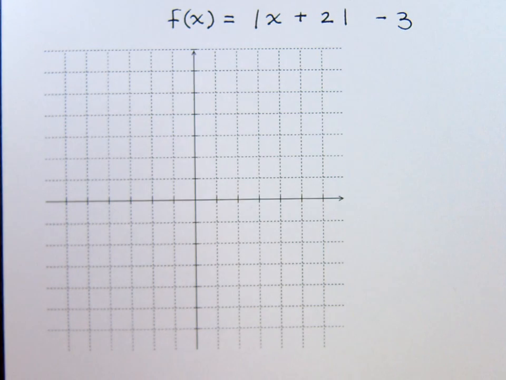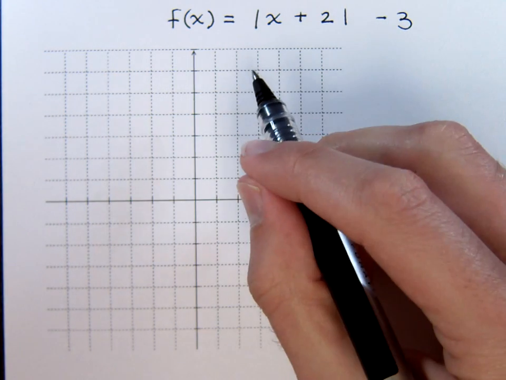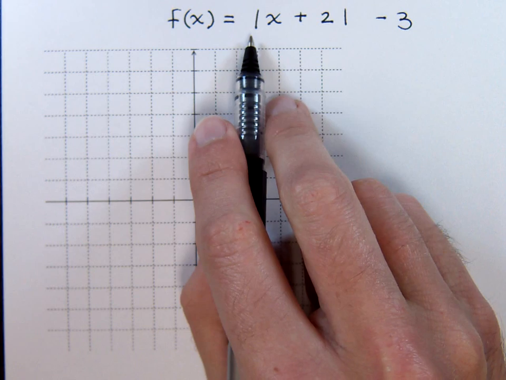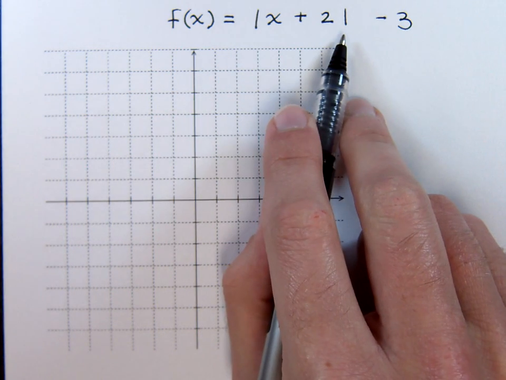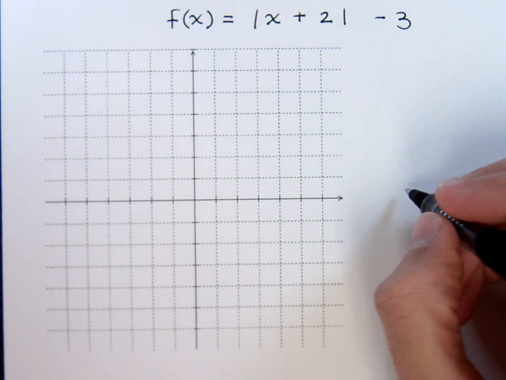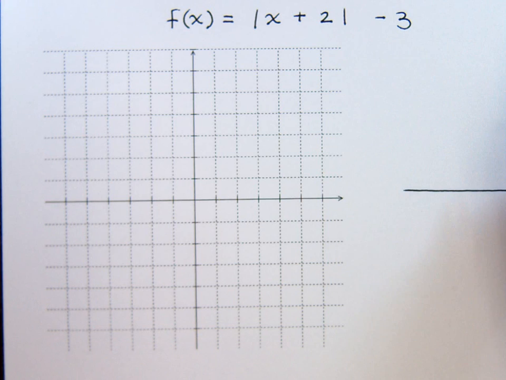In this video, we want to look at graphing a non-linear function. In particular, we want to look at graphing this absolute value function. Remember that the basic shape for an absolute value function is just that basic V. It's got these two straight pieces to it.